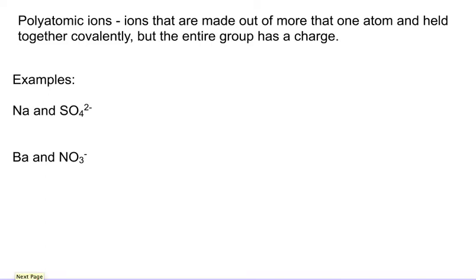Not all ions are made out of only one element. So some ions are called polyatomic. So it's a whole group of atoms together that all together have a charge. So we treat them as one unit.